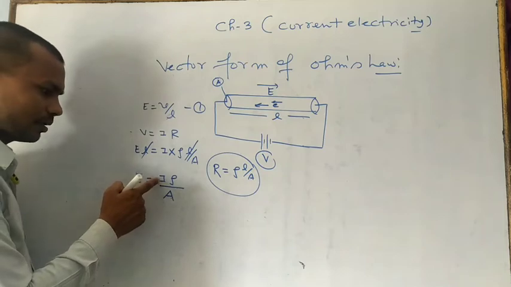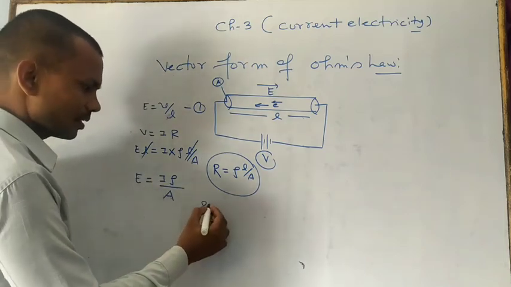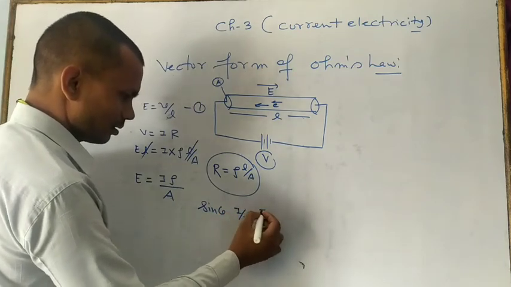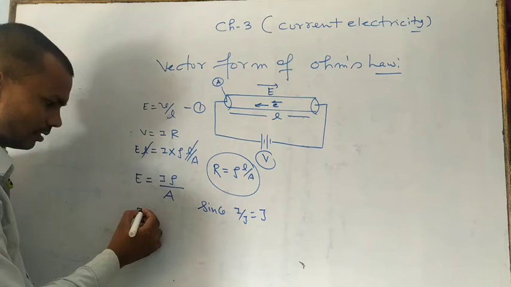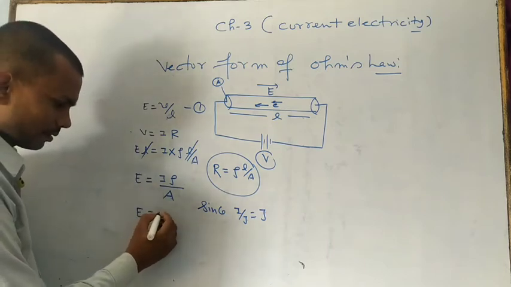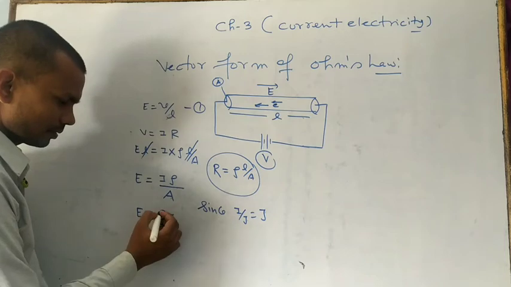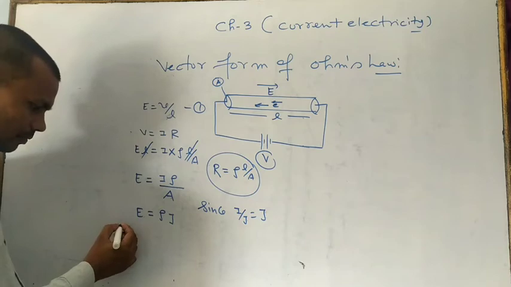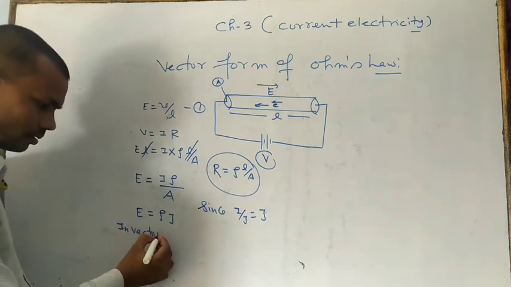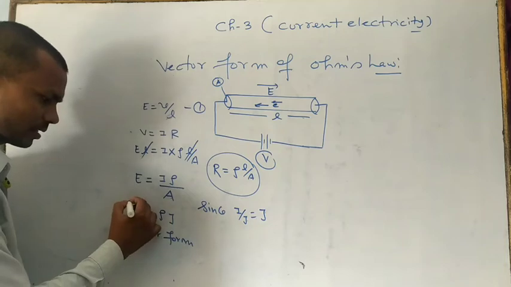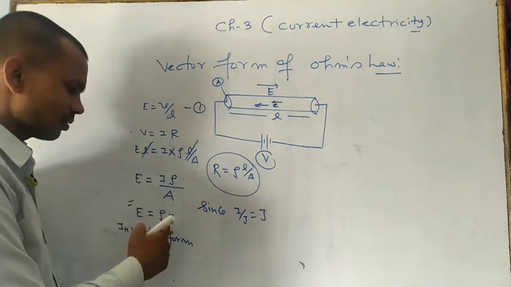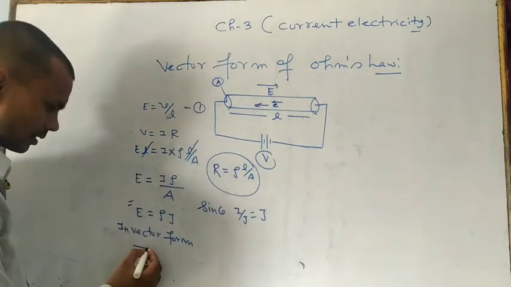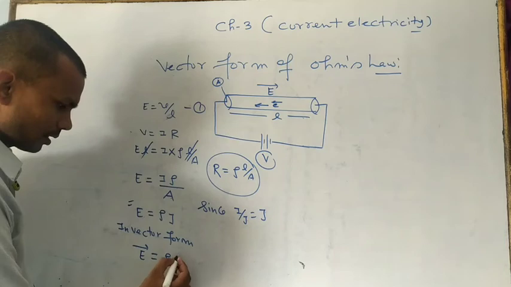And this I upon A is the current density, since I upon A is J, so we can write E equal to rho J, right? So here you have to see in vector form, because electric field is also a vector quantity, and you know the current density is also a vector quantity, so we can write vector E equals rho times vector J.